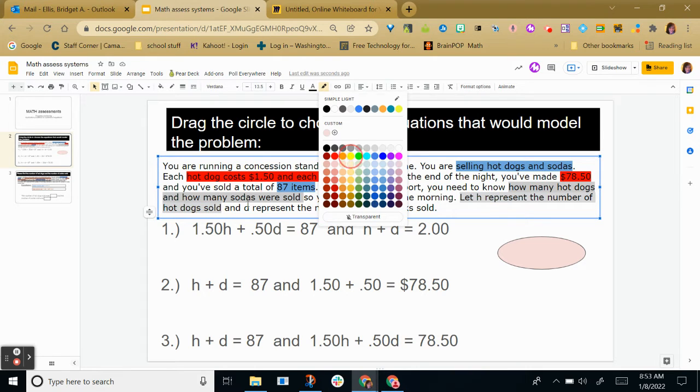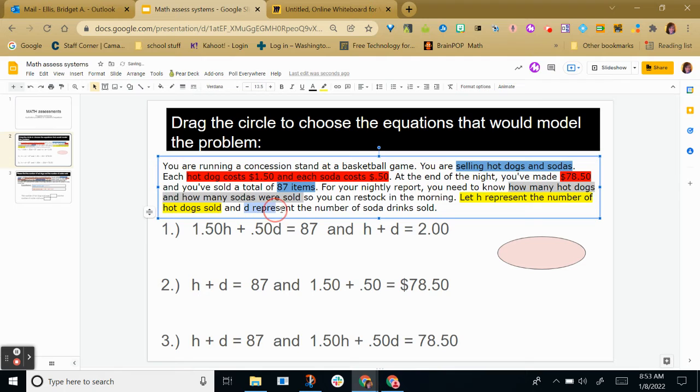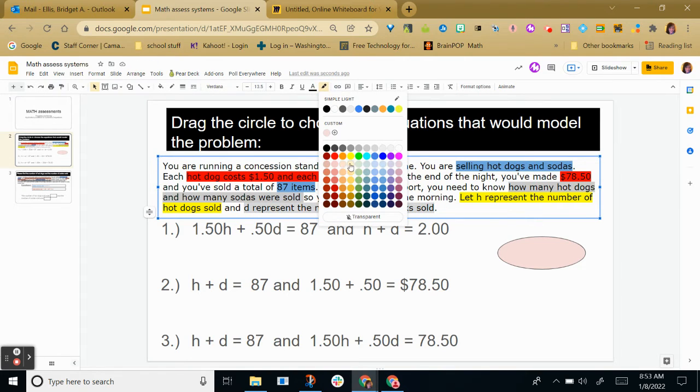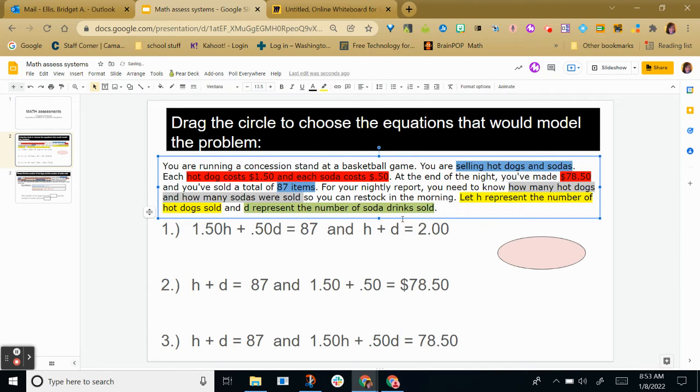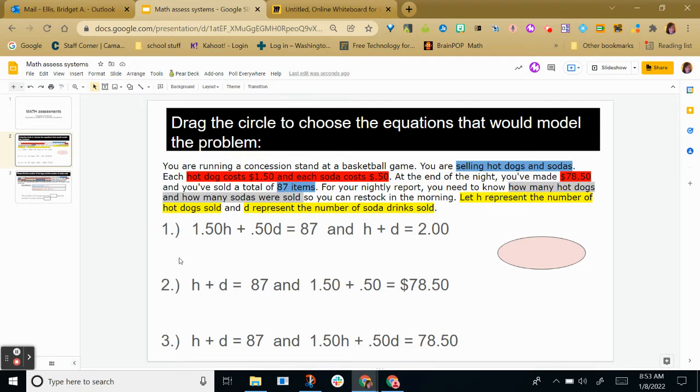And let D represent the number of soda drinks sold. Okay. So I think we've broken this problem down nicely in a way that we can really understand what we're looking for, what's the information we have, and even which figures go with which figures. Okay. So let's look at our choices now.